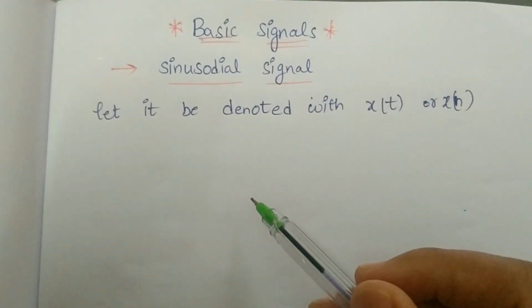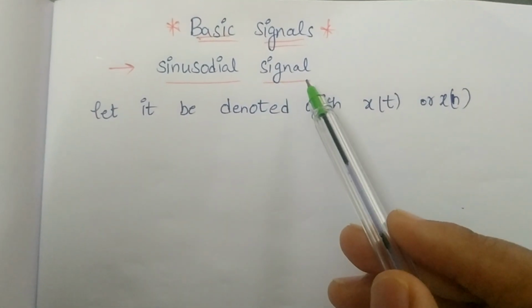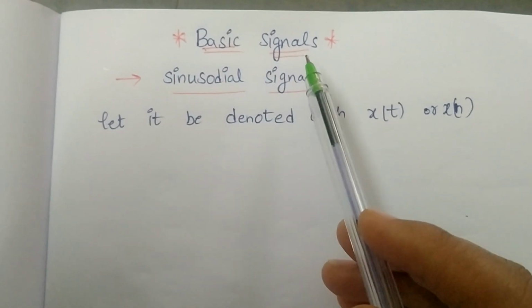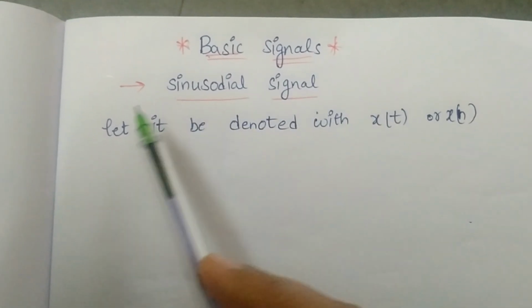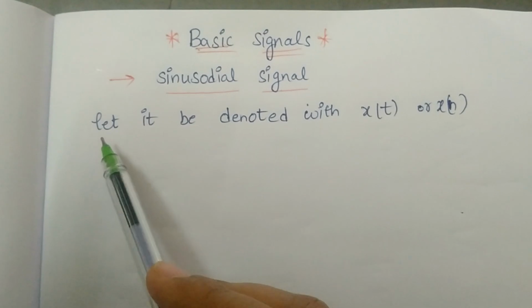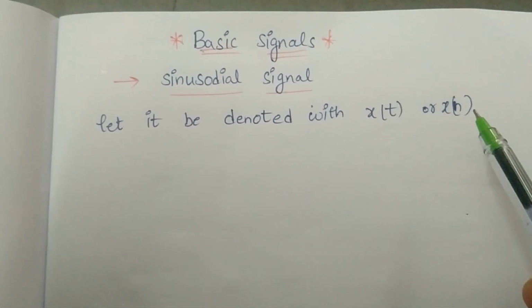Hello students, now I am explaining about the sinusoidal signal. This is under the classification of basic signals in signals and systems. First of all, the sinusoidal signal, let it be denoted with x of t or x of n.